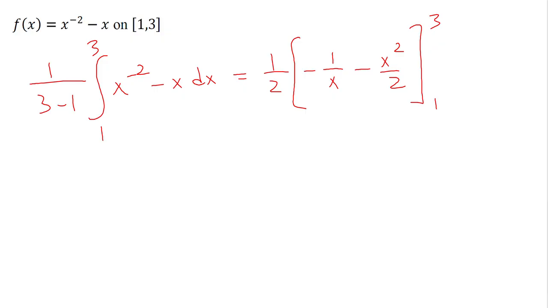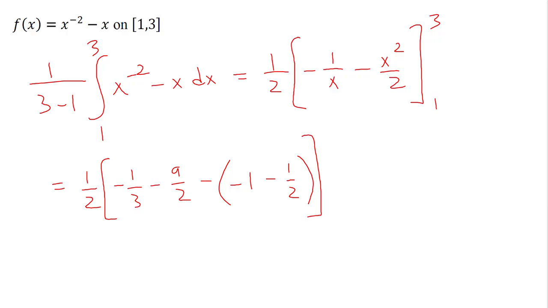So we just end up with 1/2 of negative 1/3 minus 9/2 for when you plug in the 3, and then minus, and then when you plug in the 1, it becomes a positive 1 inside of there. Sorry, we're putting in a positive 1. I thought we were putting in a negative 1 for a second. So it's a negative 1 inside there, and then minus 1/2.